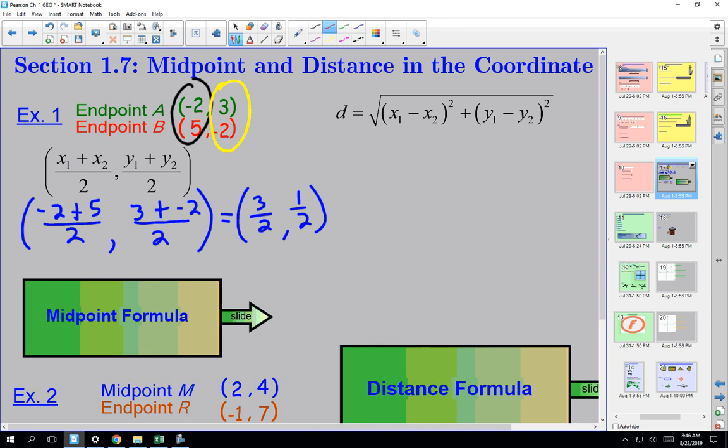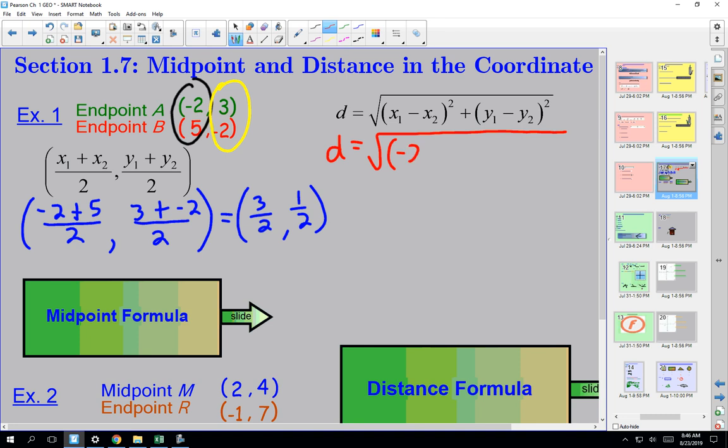Okay, so it'll look like this. D equals the square root. Now, we're going to do x1 minus x2. I'm just going to call endpoint A x1. So what I've circled in black will be my x1 and my x2.